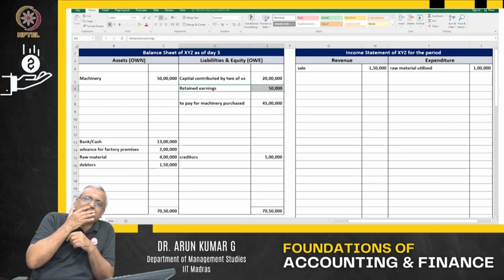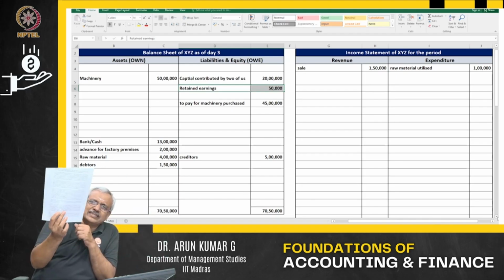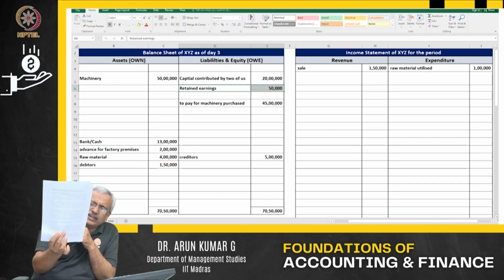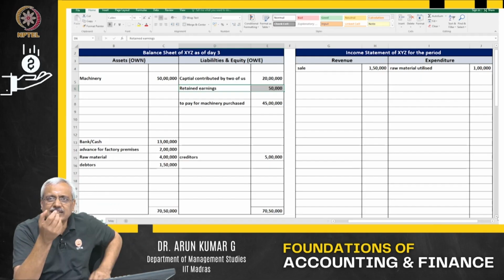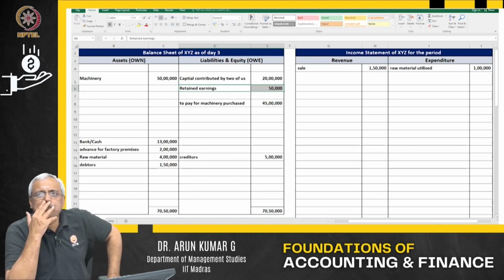Now let us take up more examples. I've got a complete list of transactions. With this we will do it. This is a sequence of transactions for about 2 months. I've just tried to build it. We will do it as we go along, but let us take up some off the cuff transactions, so that you will understand this better.